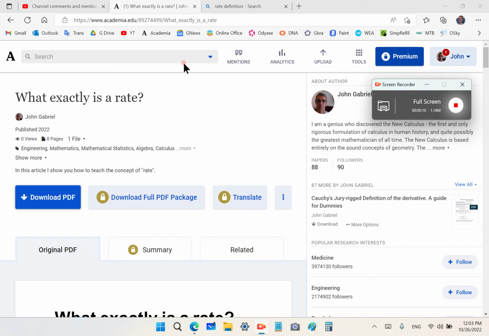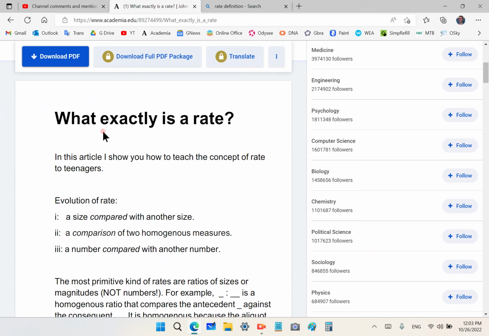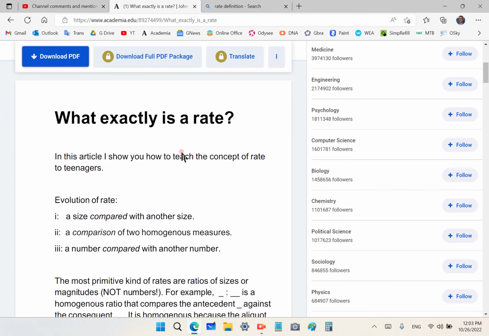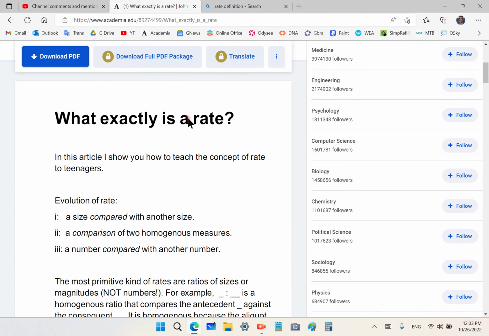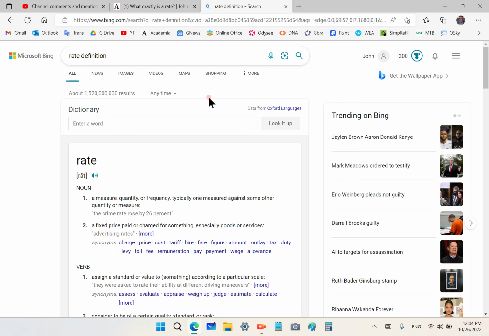My name is John Gabriel, and today I'm going to speak to you about what exactly is a rate and how to teach the concept of rate to your students. So I've written a new article to which I'll place a link in the details section. But first, what does the dictionary say about a rate? It says it's a measure, quantity, or frequency, typically one measured against some other quantity or measure.